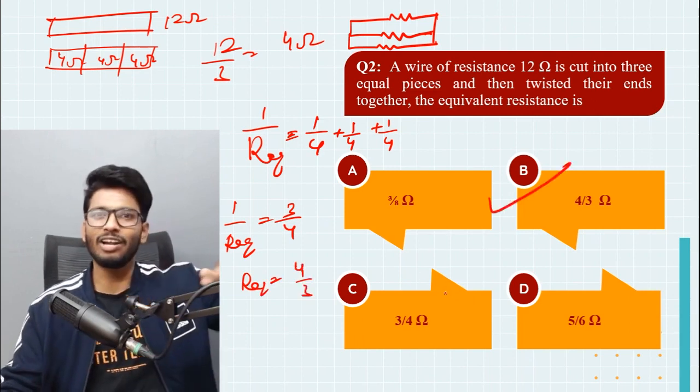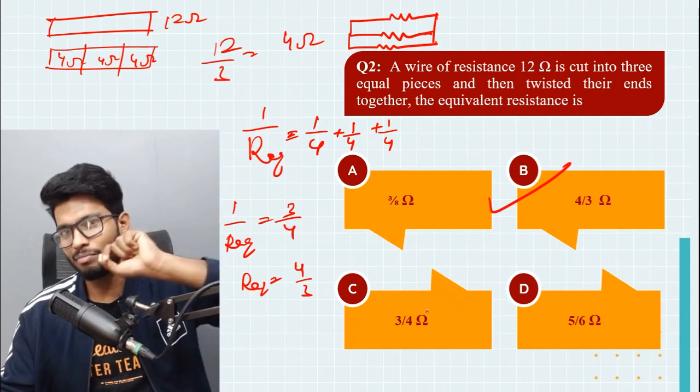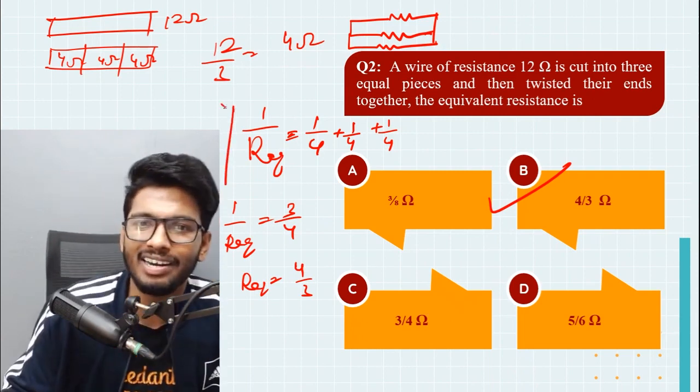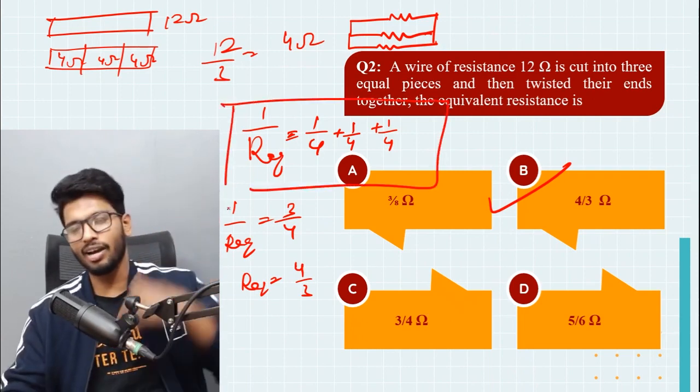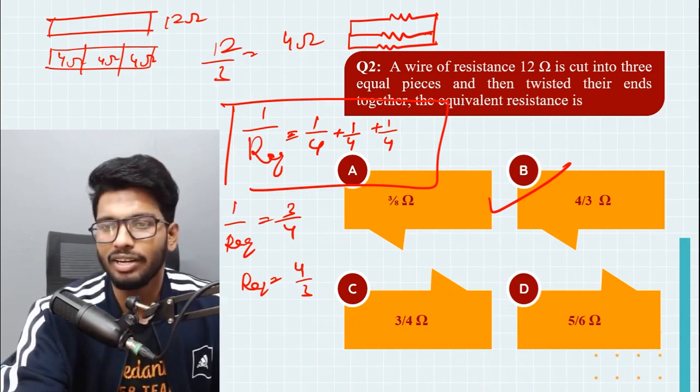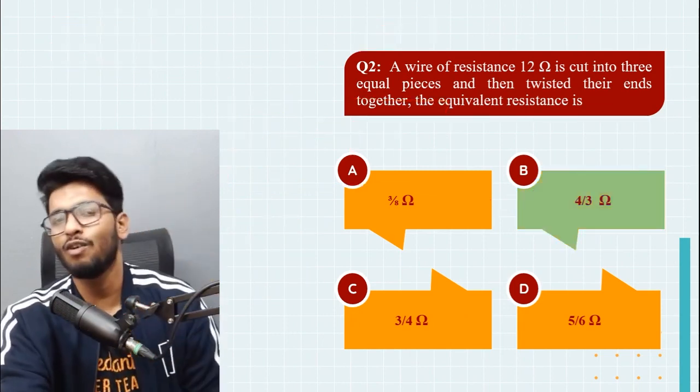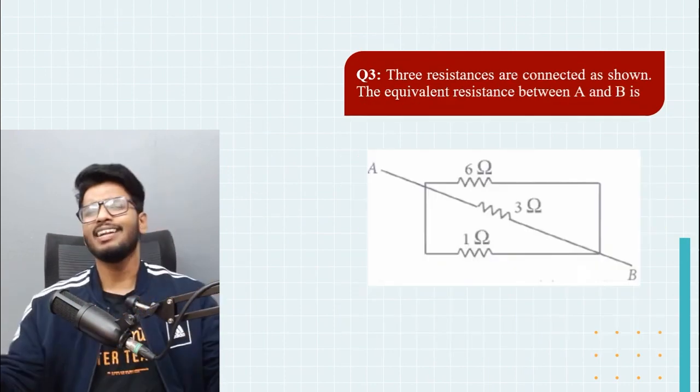For all those who went with option number C as the right answer, please remember, guys, it's 1 by R equivalent. Do not ever forget this. It's 1 by R equivalent. You should always reciprocate it once you get the value. So you'll get 4 by 3 ohms and not 3 by 4. All right. Next question, people.